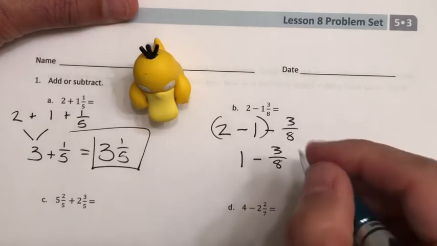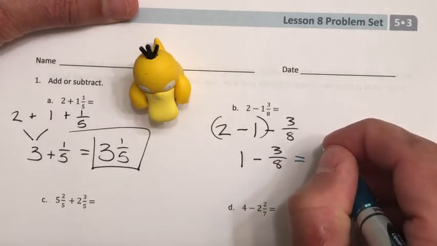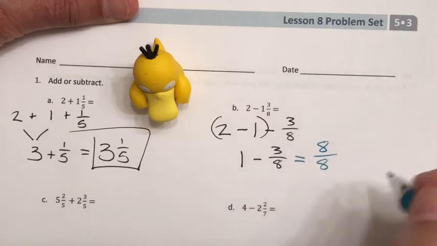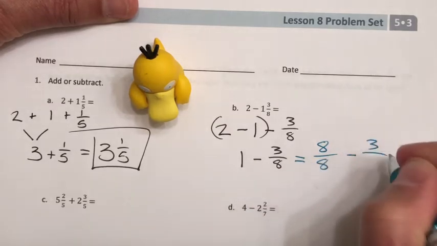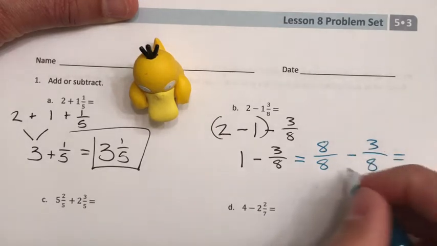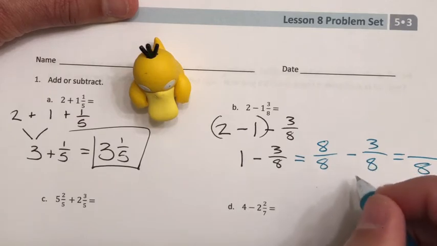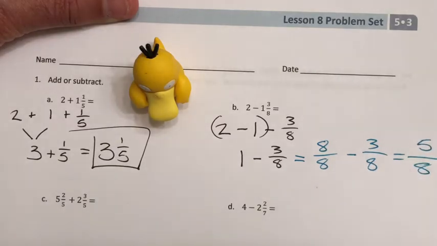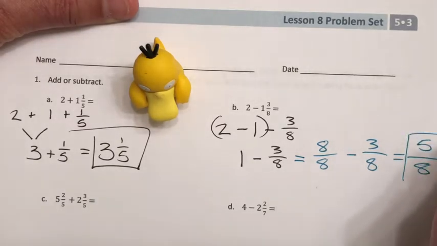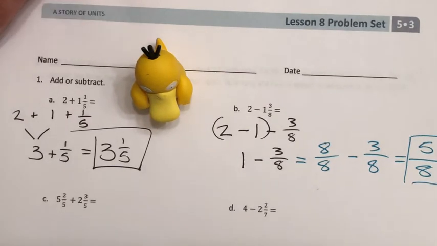Well, don't forget, if we're working with eighths and we have one whole, that means we have 8/8. So we can say 1 is the same as 8/8 minus 3/8, and this is all going to be over 8. We don't need to change this at all, it's the same denominator. 8 minus 3 is 5, and there's nothing that divides 5 and 8 evenly, so that's our answer. So that's number 1, A and B.